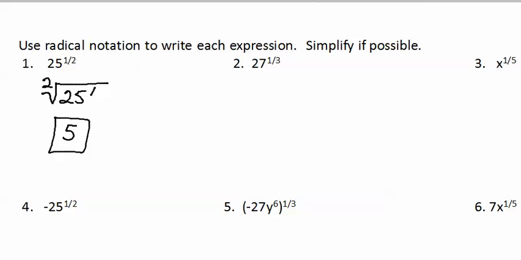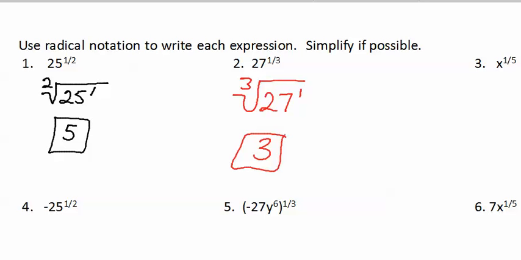Go ahead, pause the video, and work on 2 through 6, changing the rational exponents into radicals and then simplifying them. In number 2, you should have the cube root of 27 to the 1st, which becomes then just 3. The cube root of 27 is 3.